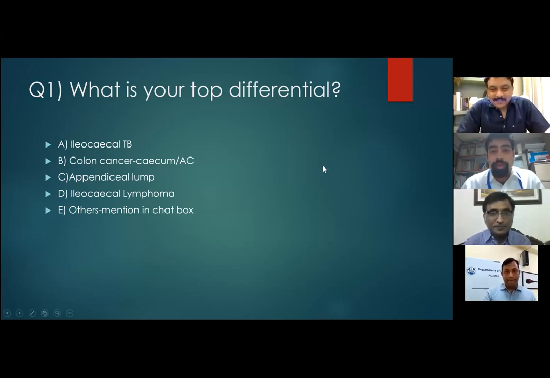So almost 60% of the participants have chosen option A, ileocecal TB, as their top differential. And 20% have chosen colon cancer, around 10% ileocecal lymphoma, 6% appendiceal lump. So the majority of the audience, on the basis of history, is in favor of ileocecal TB, 20% feel it is CA colon, 10% feel it is ileocecal lymphoma, and 6% feel it's an appendiceal lump. So there is no definite answer to it at this point. Things will unroll as we go through the case.